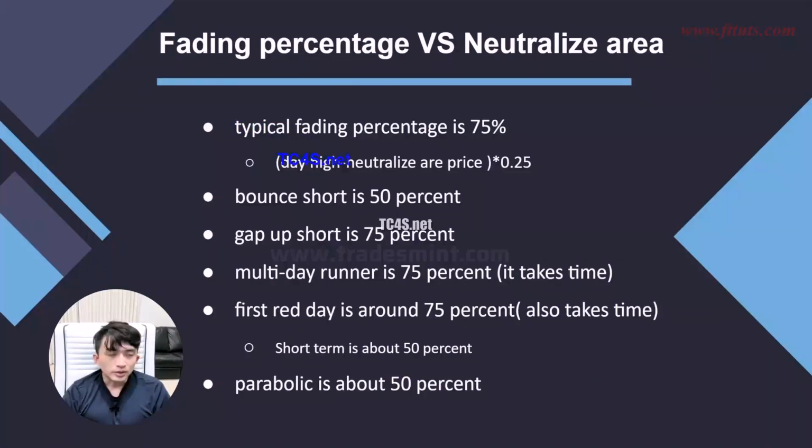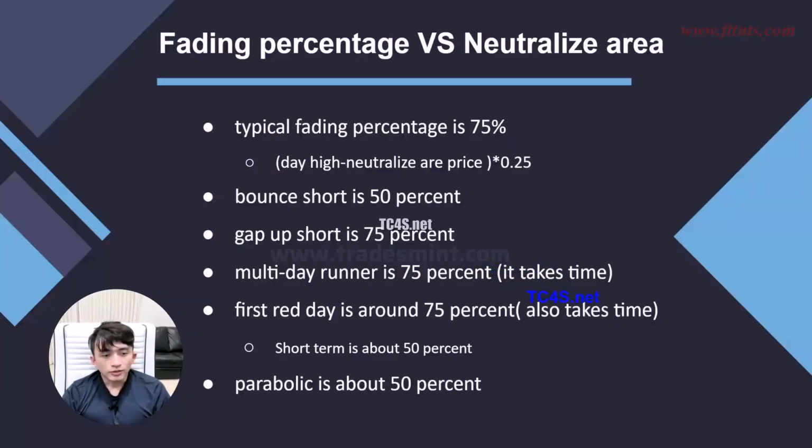So now there are different fading percentages for the neutralized area. For bound short, if it's up less than 100%, then the fading percentage is about 50%. Now, the gap up short average fading percentage is around 75% all the time. Multi-day runner, the average fading percentage is about 75%, but it takes time. Average time is around 2 to 3 months to fade all the way back down to the very bottom, which is the same thing, day high minus the neutralized area from the very beginning times 0.25. But within about a couple of days, you can fade back down to 50% really quickly. So I do recommend taking profits at 50% of the multi-day runner all the time. If you really want to build a swing position, you can get an extra 25% from the 50% bottom.